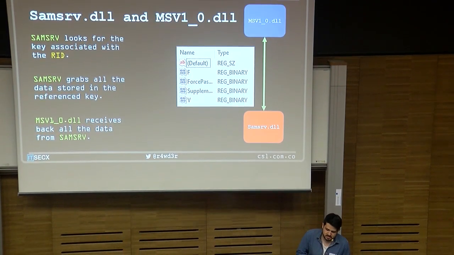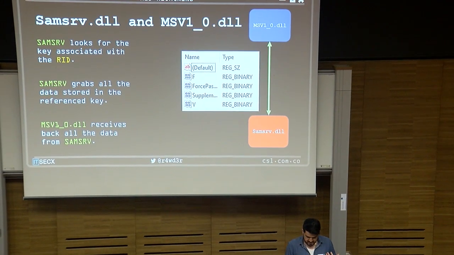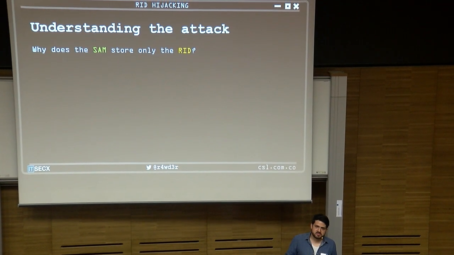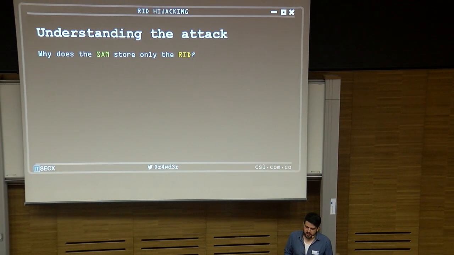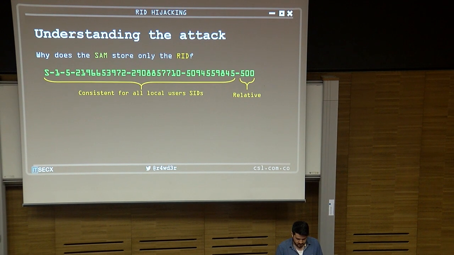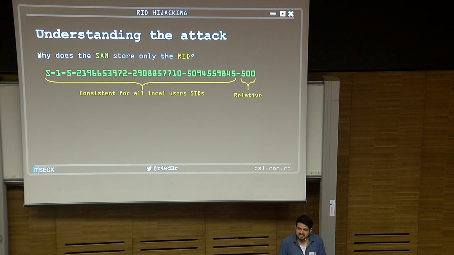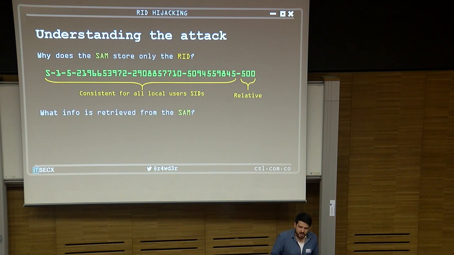So after understanding this process, some questions may arise. Why does the SAM store only the relative identifier? Because every user or every security principal will have the same SID initial part, but the relative identifier will always be different for each of them. The only thing that varies from user to user or security principal to security principal in the same system is the relative identifier. What information is retrieved from the SAM?